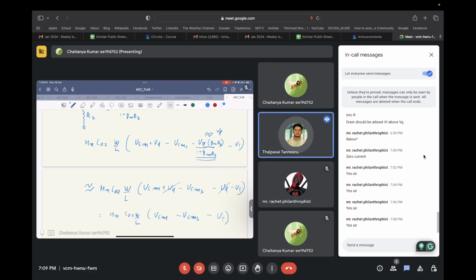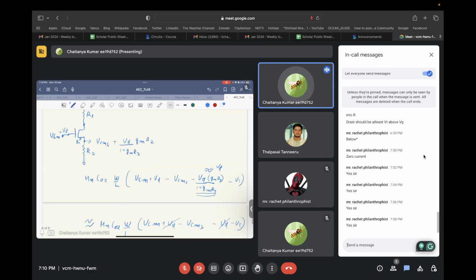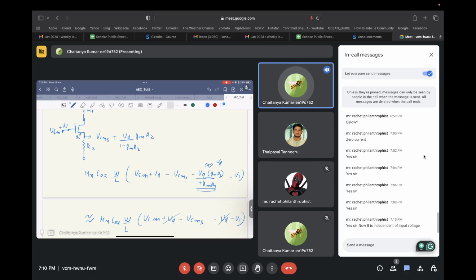Sir, through source degeneration we can achieve linearity. At the same time, we can reduce the slope of the drain current equation, in channel length modulation. Let's not go into channel length modulation here; that is a different thing. Here we see that using source degeneration we can improve the linearity of the circuit. Now it is independent of the input voltage.